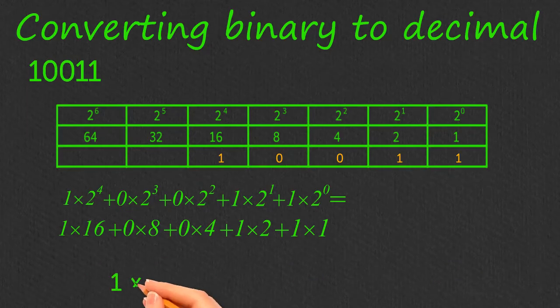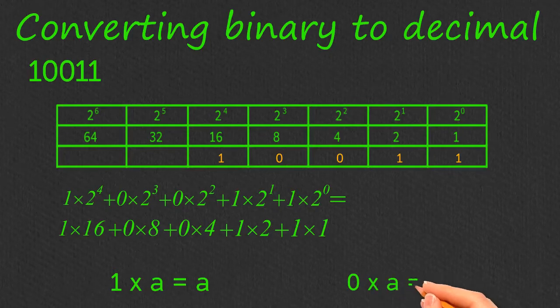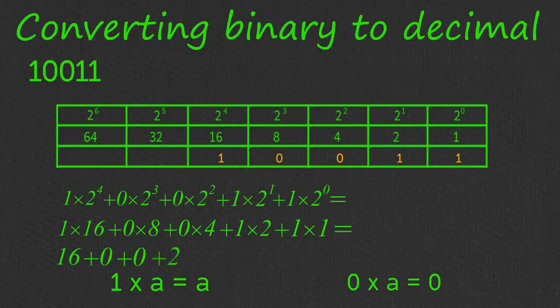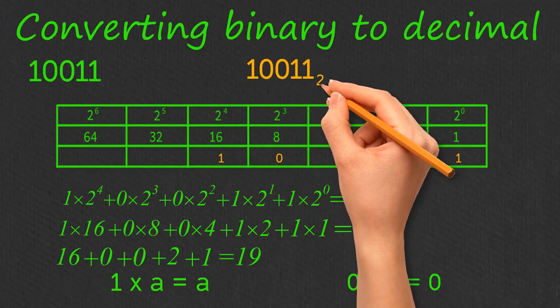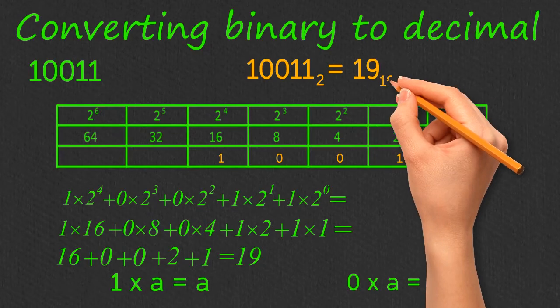Now, anything multiplied by 1 is just itself, and anything multiplied by 0 is 0, which means we can simplify the above to 16 plus 0 plus 0 plus 2 plus 1, which adds up to 19. So 10011 in binary is the same as 19 in decimal.